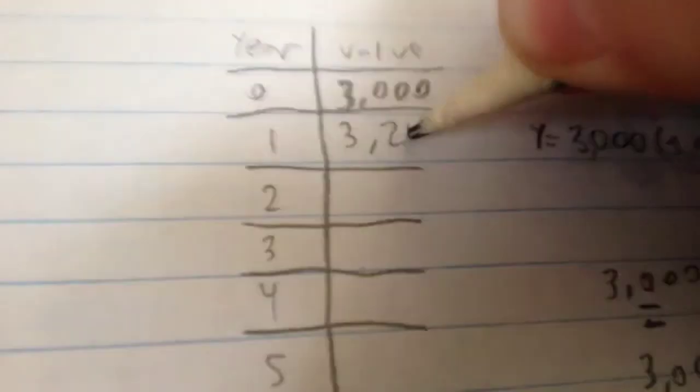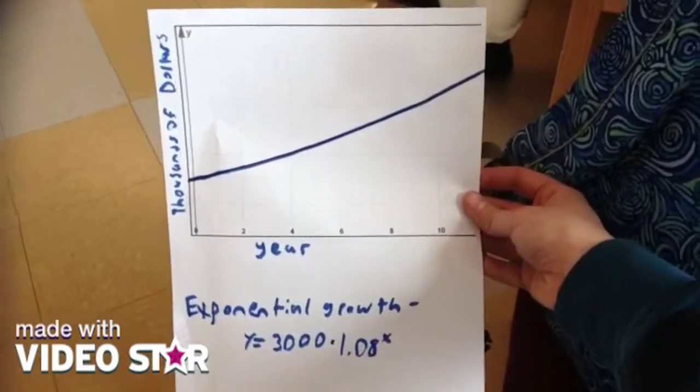In year 1, you're going to have 3,000 times 1.08 to the 1, and that's 3,240. Then year 2 is going to be 3,499, etc., etc. And then it'll look like this when you're done. Yay. And now for exponential decay.